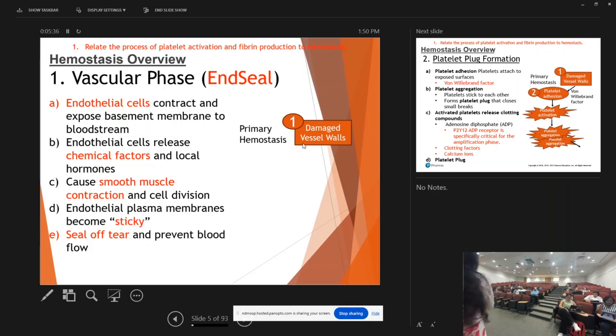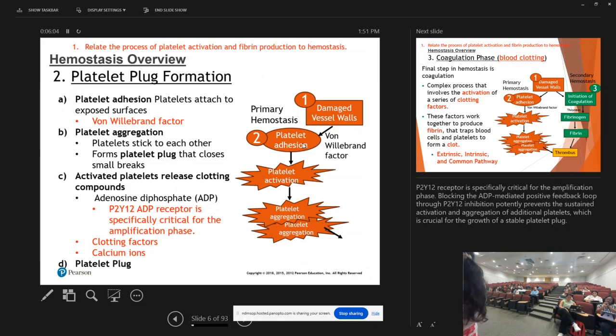So this is just a quick fix. The quick fix is immediate, it's very fast, so all this process is happening quickly. Endothelial cells are contracting, smooth muscle cells are contracting, they're releasing factors, and those factors are a sticky seal, like a little band-aid. But it's not complete, right? It's not the end. This is just the first step, the initial phase. So next, what happens is the platelet plug formation.